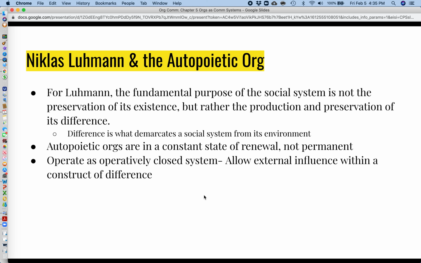And in fact, we should think of them as operatively closed systems, which allow external influence within a construct of difference. So we allow external influences to operate on us, but only to the extent that the us as the organization, right? Us as organization is defined by difference, is not being part of everything else, right? As being separate from the world, right?